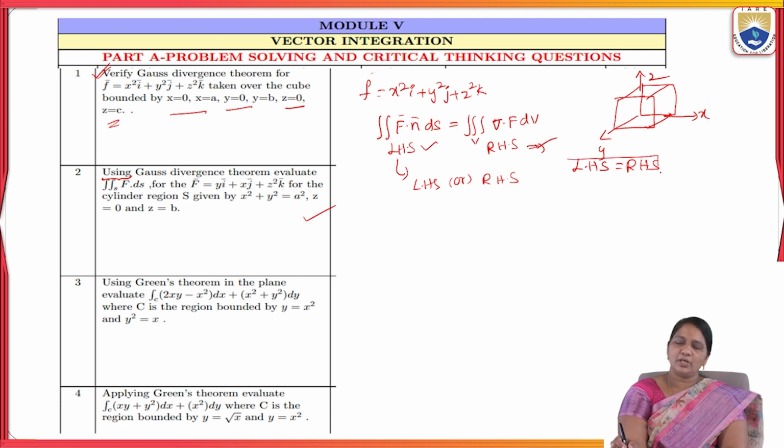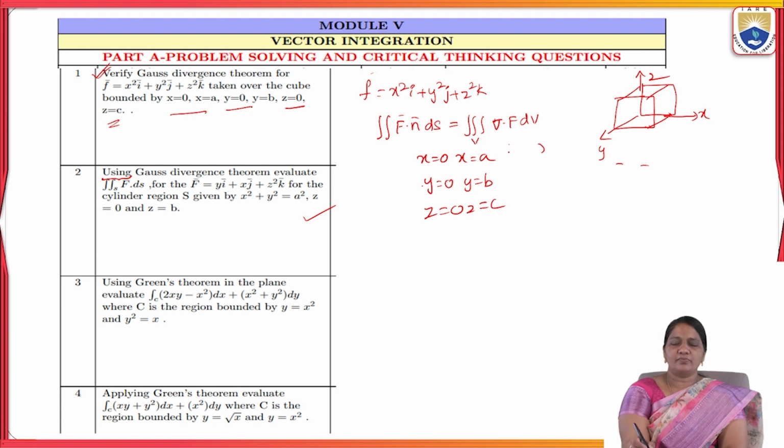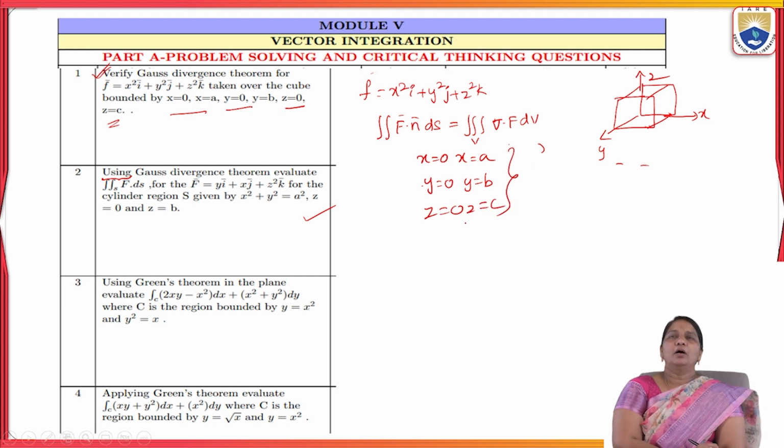Then we have to show that LHS is equal to RHS. So for the LHS part we are having the surface integral. According to the formula, we have to take first of all x equal to 0 and x equal to a, y equal to 0 and y equal to b, and z equal to 0 and z equal to c. We are having the limits for x, y, z.